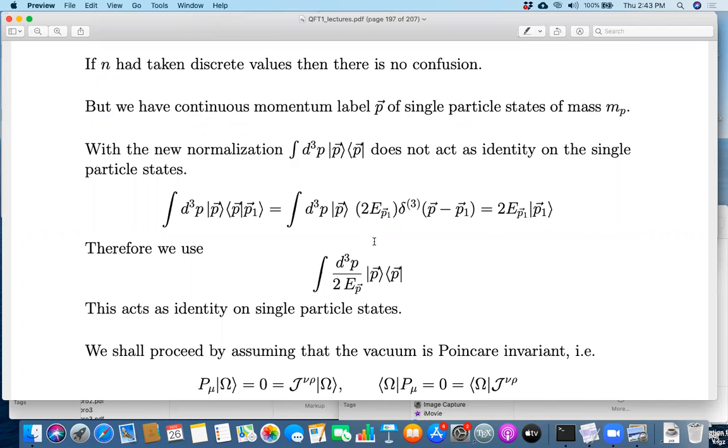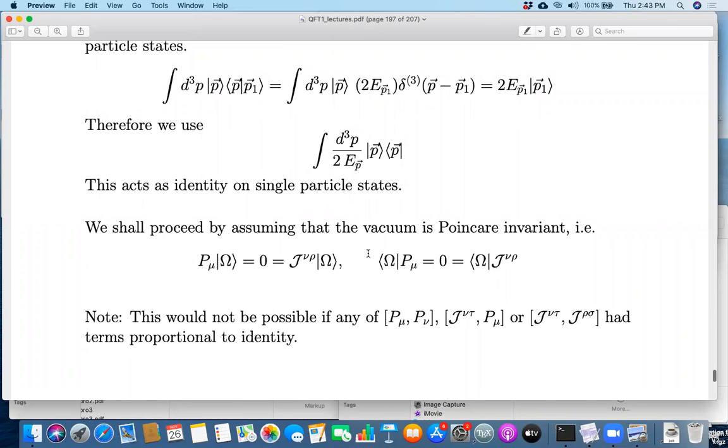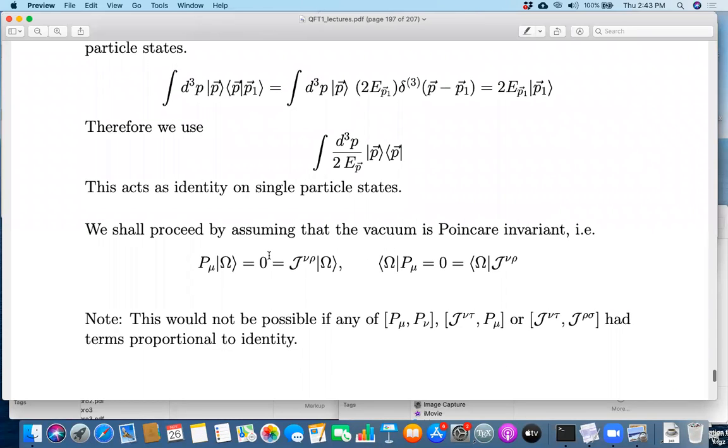Okay, so now we are going to proceed with this. The final assumption that I'll state is that we'll proceed by assuming that the vacuum is Poincare invariant. Poincare symmetry means a combination of translation, rotation and Lorentz transformation. That is, the vacuum is invariant under all the symmetry generators, which means that it's annihilated by P mu as well as by the angular momentum generators J mu nu. Okay, and these are the conjugate relations.